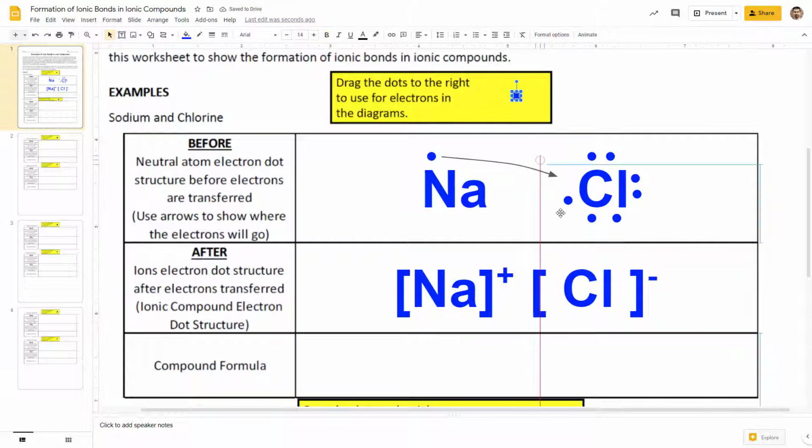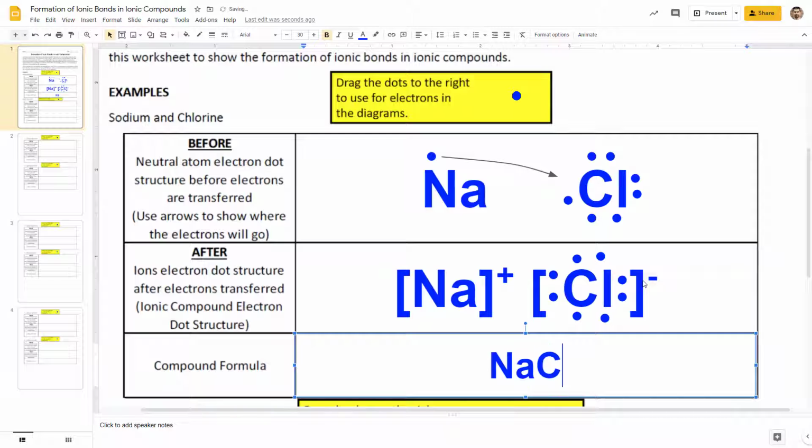Now let's start dragging the electrons around the chlorine. And it's going to have a full 8 around the chlorine now, since it has gained that electron. And both of these are very stable, and the two ions will now attract to one another. There's our dot structure for the compound between sodium and chlorine. We call it sodium chloride. And our compound formula will just be NaCl.